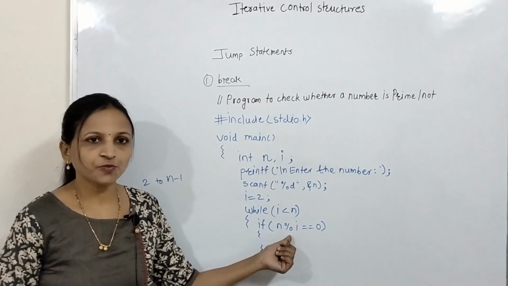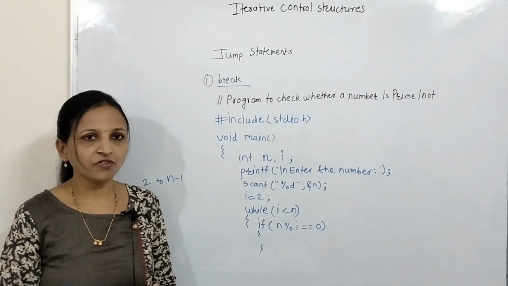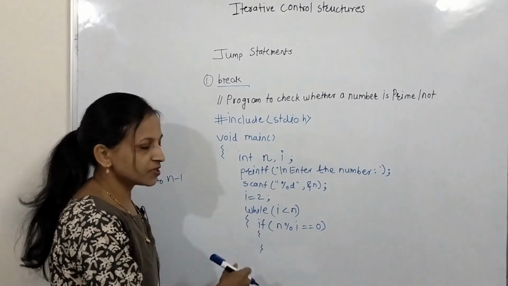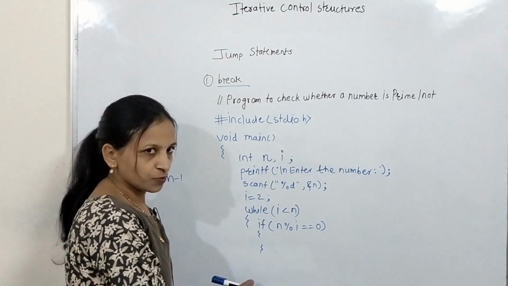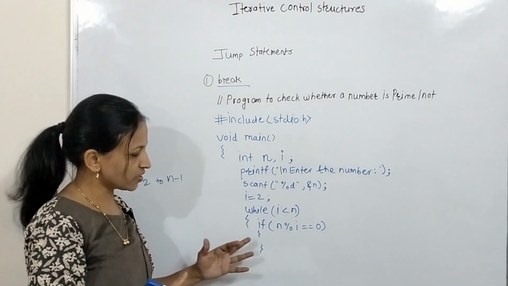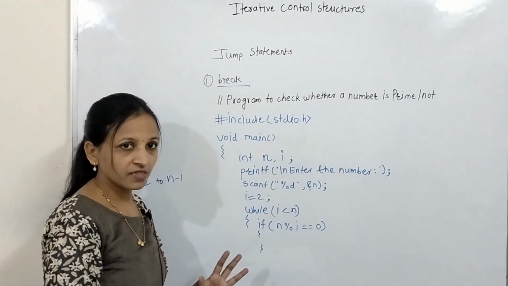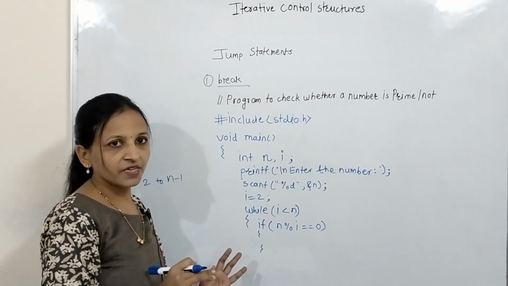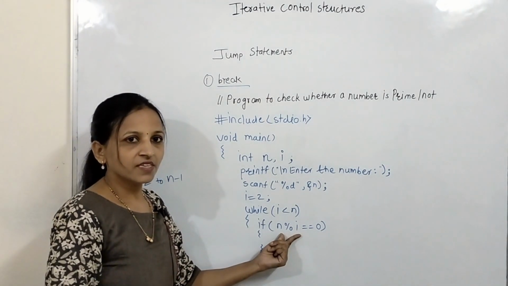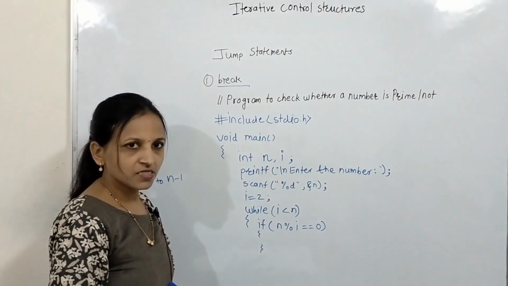If this condition is true, meaning the number is dividing at any point between 2 and n minus 1, then we will make that flag's value 1. After completion of this loop, whenever we get out of it, we will check whether the flag value is 0 or 1. If it is 1, then we can say the number is divisible by some intermediate number, which means that number will not be a prime number. And if the flag remains 0, meaning this condition never met, then we can say the number is a prime number.